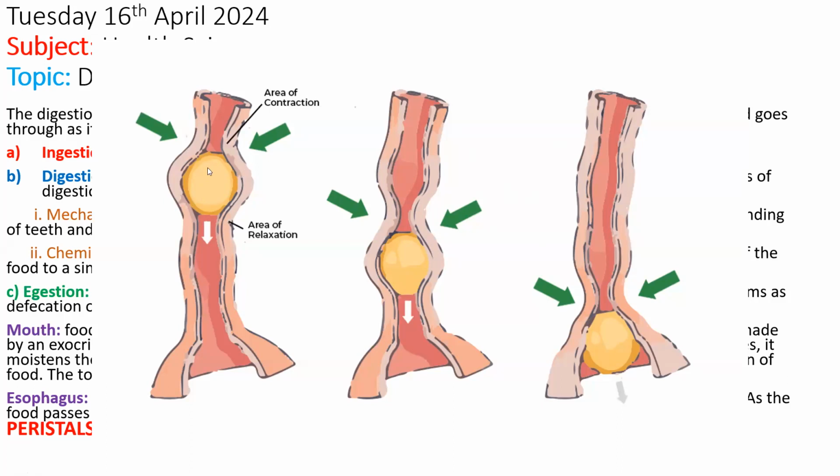Now inside the esophagus, it's going to squeeze and push down, squeeze and push down, and this process is called peristalsis. If they show you a diagram like this and ask what this process is called, this process is peristalsis. This is how food moves from the mouth into the stomach. Okay, so peristalsis. All right.